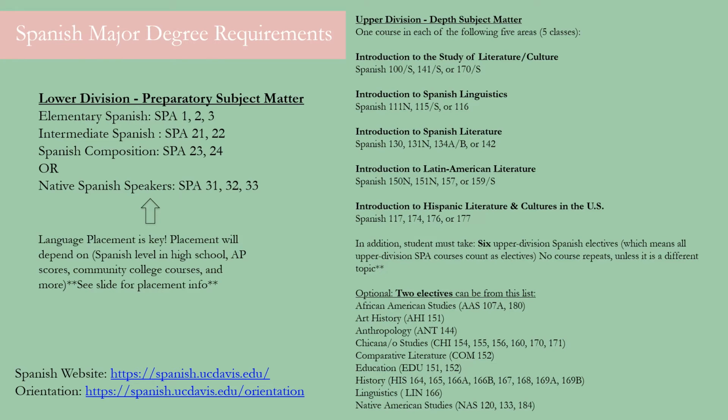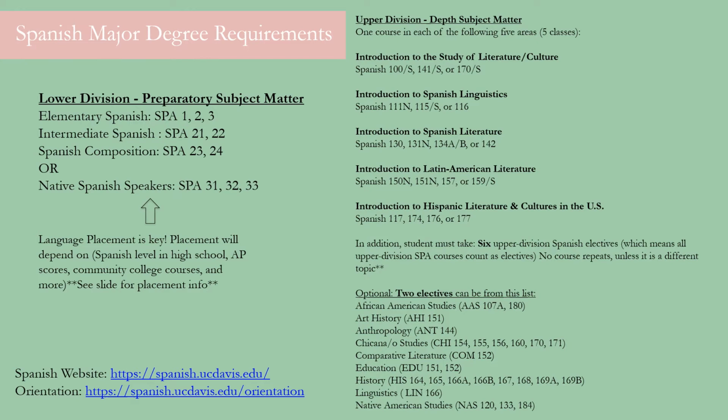So it's key to understand where your language placement is, and that is why I would recommend that we meet and discuss your language proficiency. And if you have AP scores or IB scores, that would place you in specific places. Once you complete the lower division preparatory subject matter, you would begin the upper division subject matter.